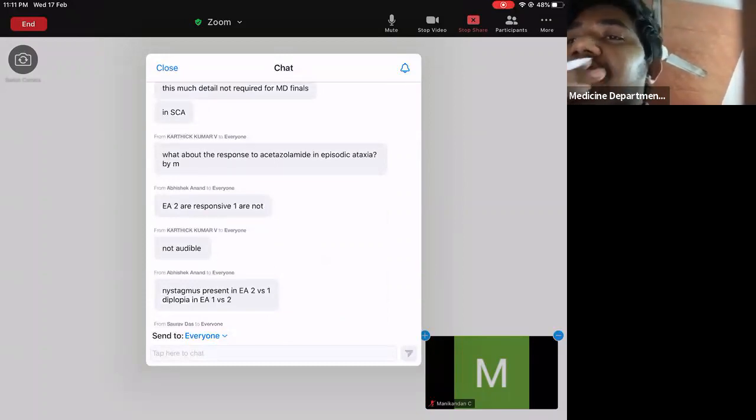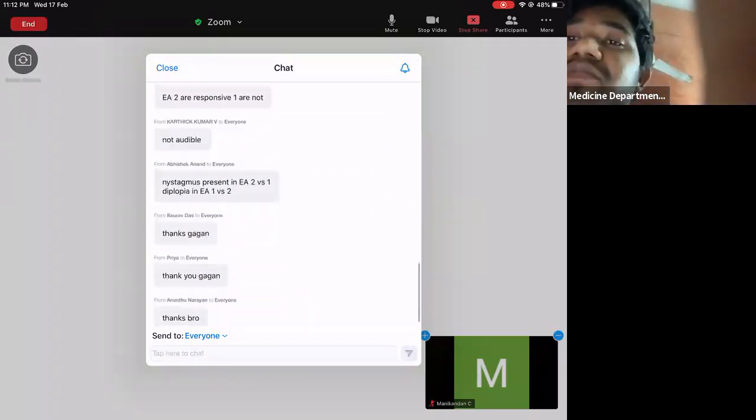And one thing which I forgot is the response to acetazolamide. In type 1 there is variable response, in type 2 there is response.